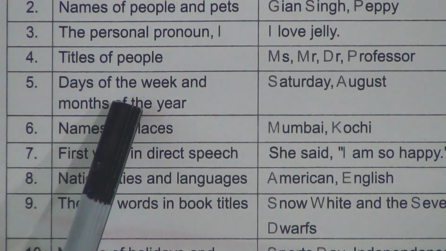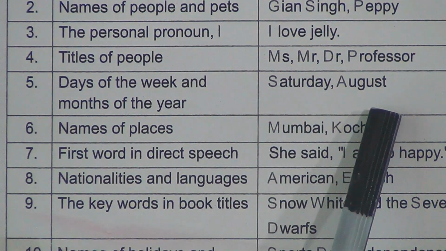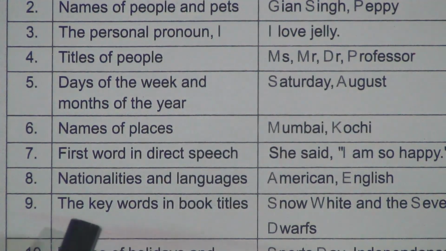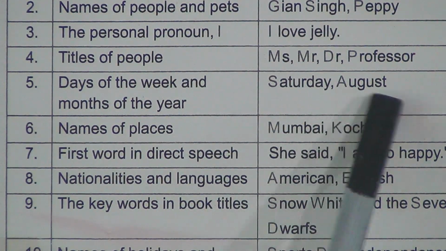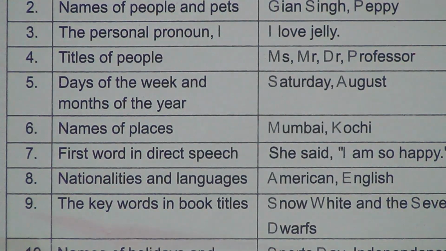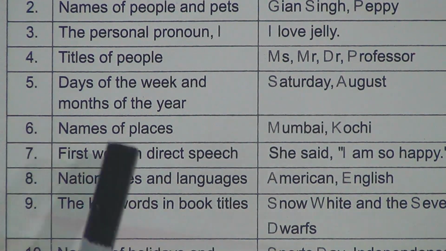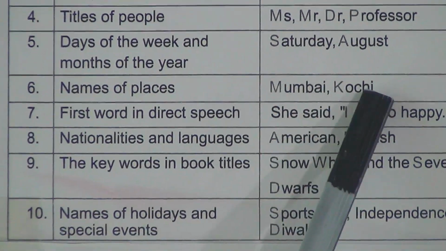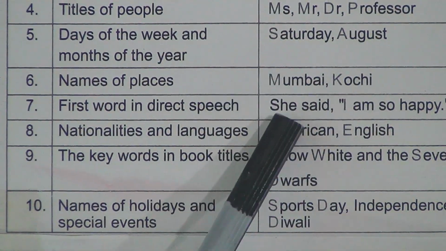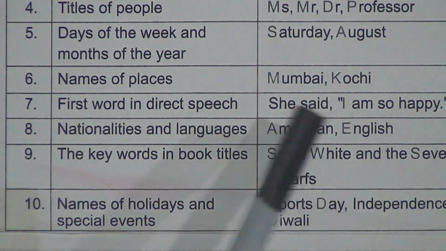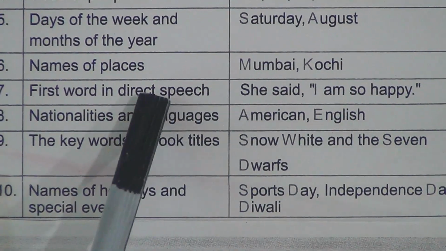Number 5, days of the week and months of the year. Here, Saturday, August. These are names of a day and a month. That's why we have written them in capital letter. August is the month and Saturday is the name of a day. So come to number 6, names of places. Mumbai, Karachi. These are names of some places, and we can add here Dhaka, Chattogram, and others, we can say Cumilla. So these will be in capital letters as they are names of places.